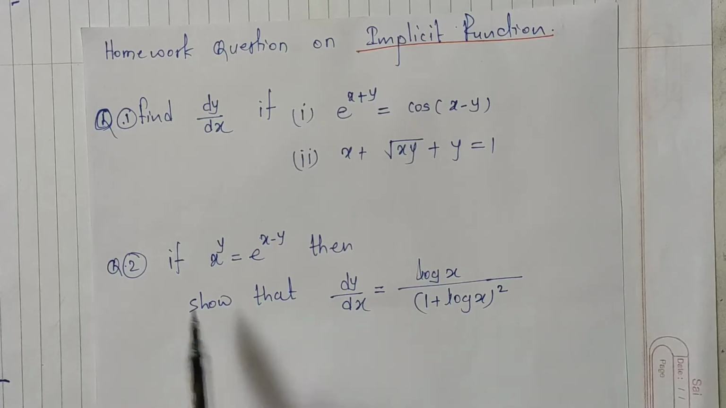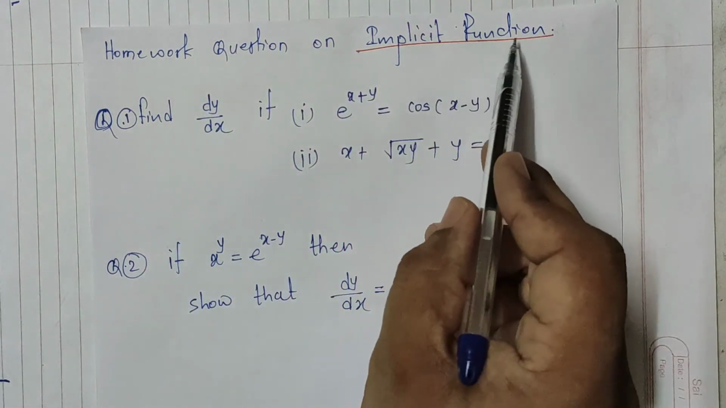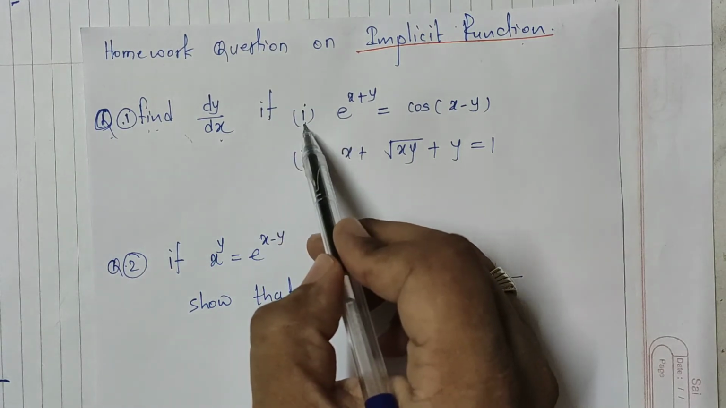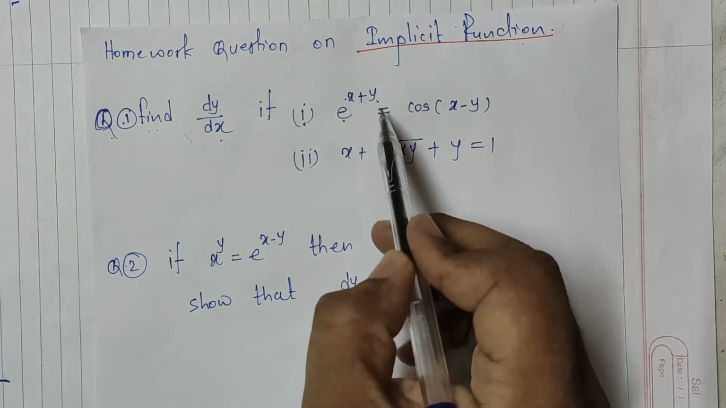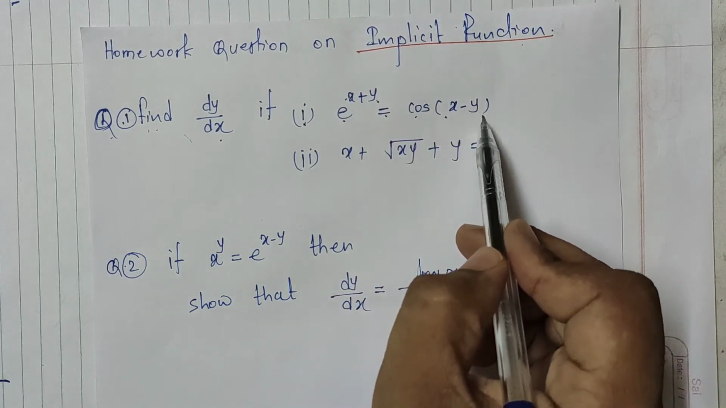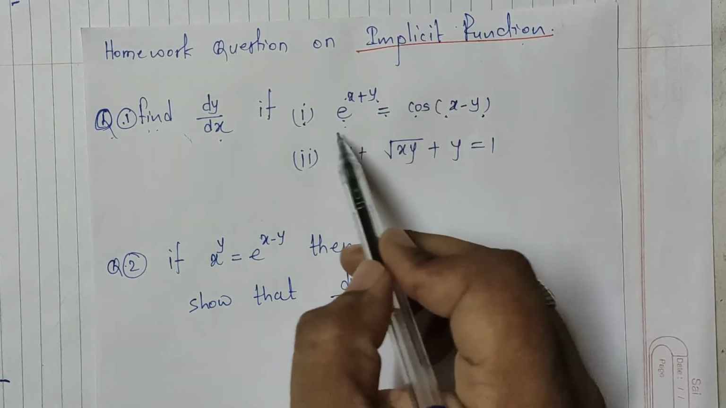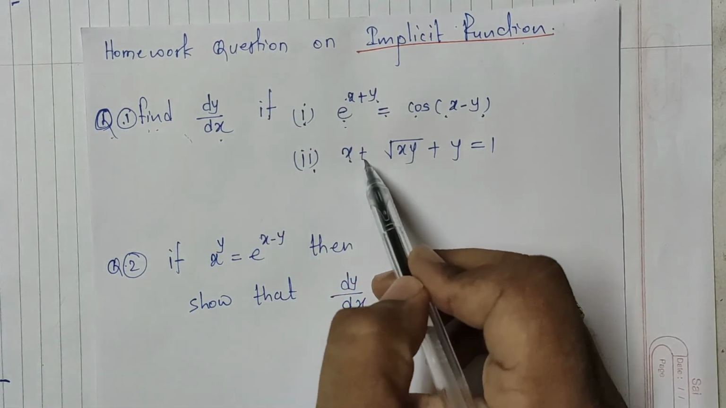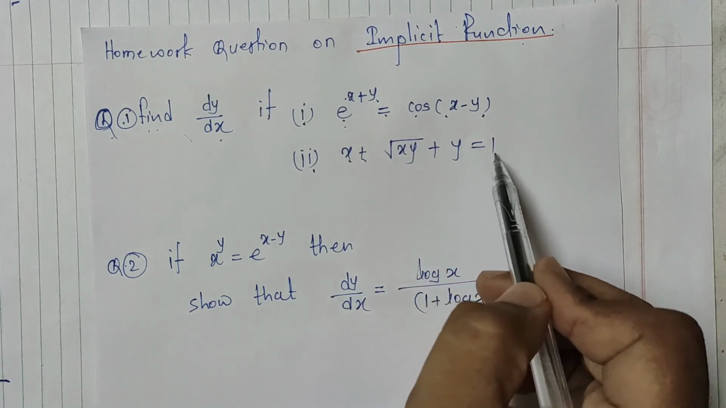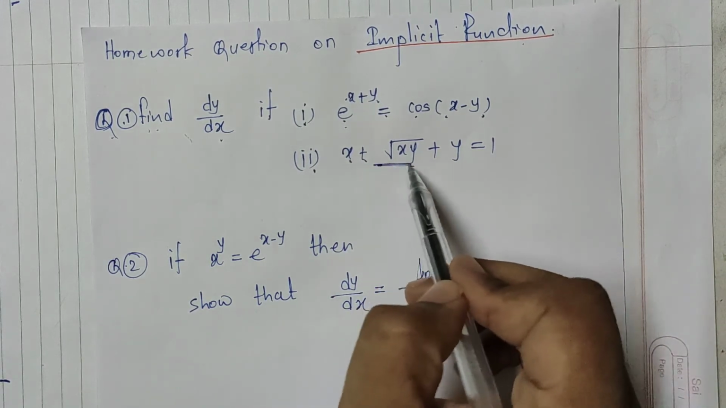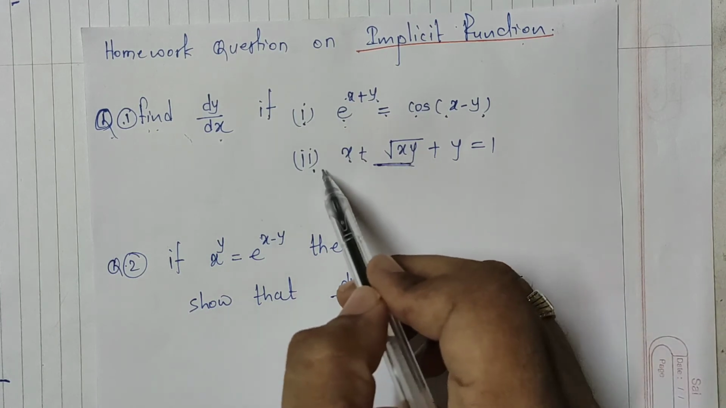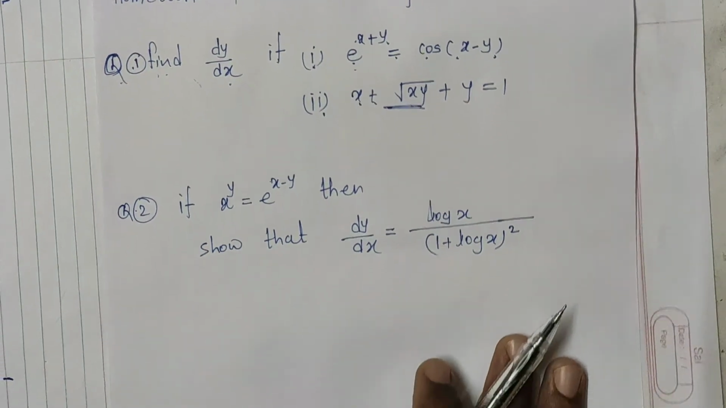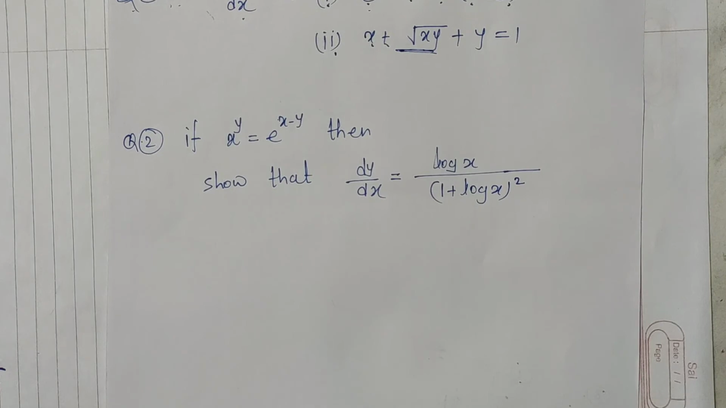Here I am giving some example homework questions on implicit functions. Question number one: find dy upon dx if e raised to x plus y is equal to cos of x minus y. By applying the implicit function procedure, you can find its derivative dy by dx. Then the second question: x plus root of xy plus y is equal to 1. Here both variables x and y are present. Therefore, you apply differentiation with respect to x on both sides.